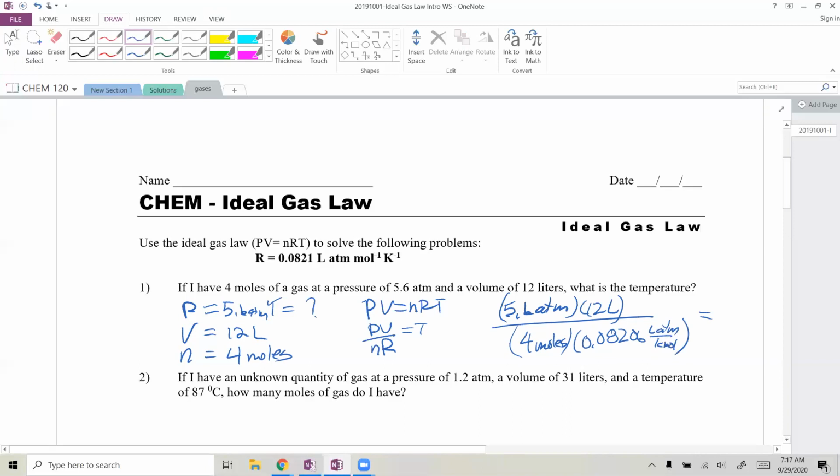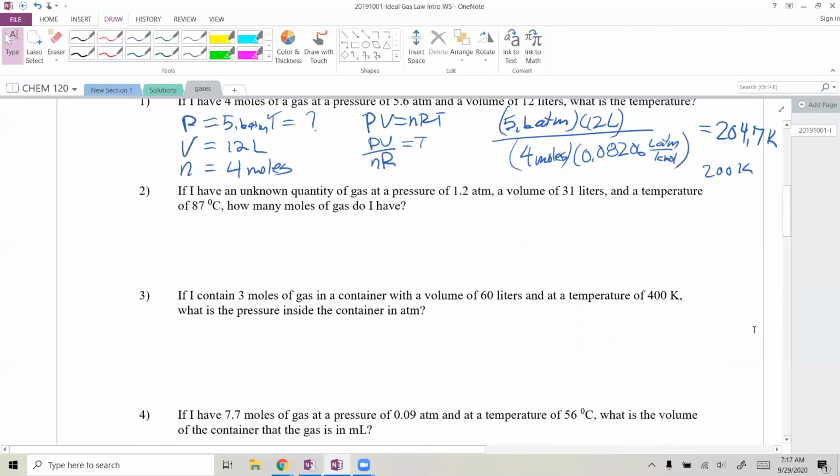And now we just need to plug that into our calculator. So 5.6 times 12 divided by 4 divided by 0.08206. And so this gives us 204.7. We want to think about units there, that should be Kelvin. And if we were worried about significant figures, then we would end up with just 200 Kelvin because of the 4 moles. So the important part when you're looking at these is first to figure out what you're looking for, setting up your equation, and then also making sure that all of your units are correct.